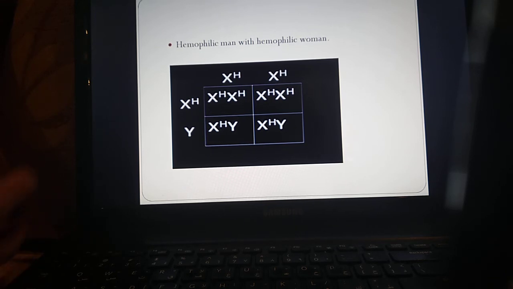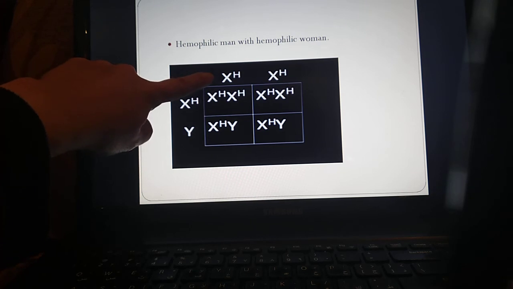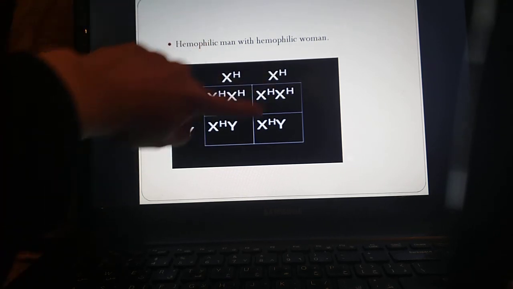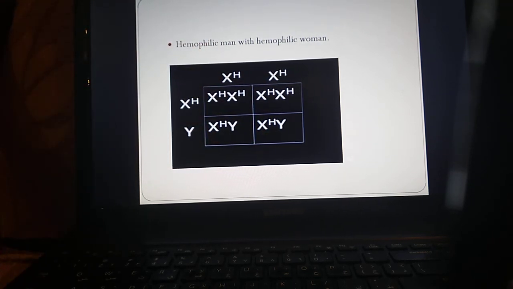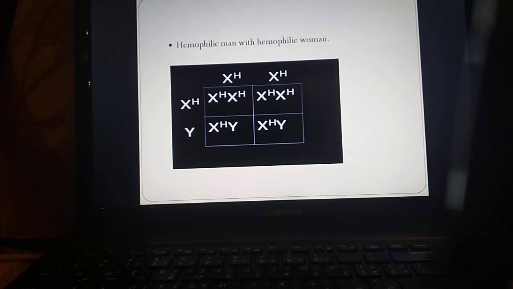Now what about the boys? Here we have XH with Y. Here the same, XH with Y, which means that all the boys will be hemophilic. They will all have the disease. So actually 100% of these children will have this disease because both the mother and the father have it. So in this case, it will be a very serious condition for their family.